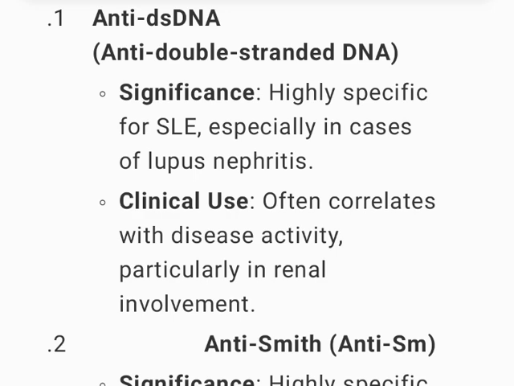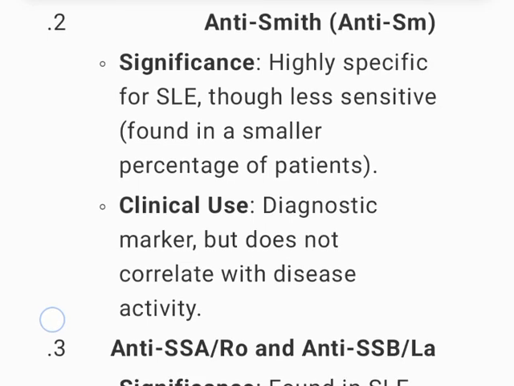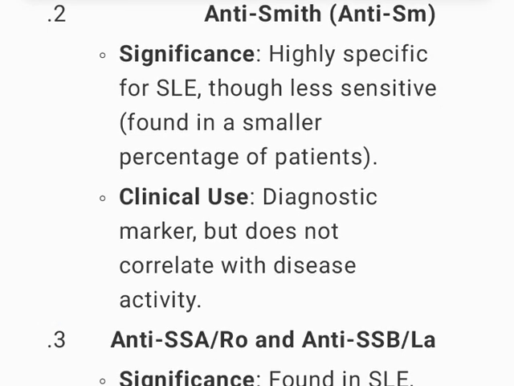Clinical use: often correlates with disease activity, particularly in renal involvement. 2. Anti-Smith, anti-SM. Significance: highly specific for SLE, though less sensitive, found in a smaller percentage of patients. Clinical use: diagnostic marker, but does not correlate with disease activity.